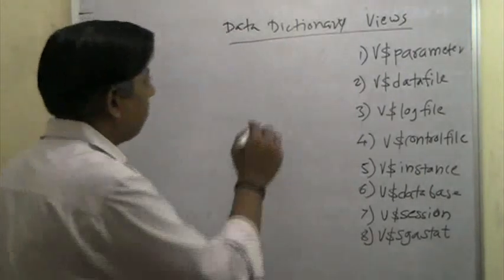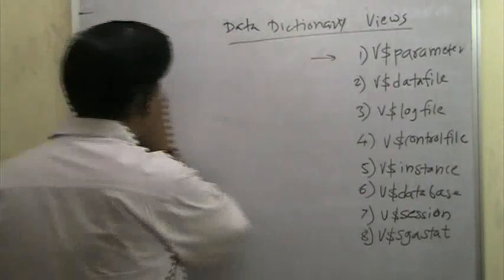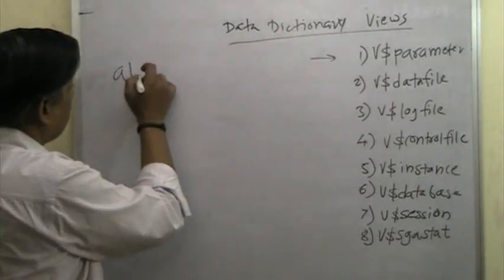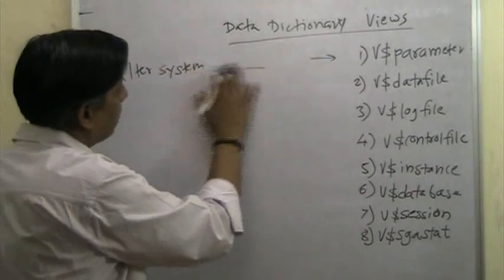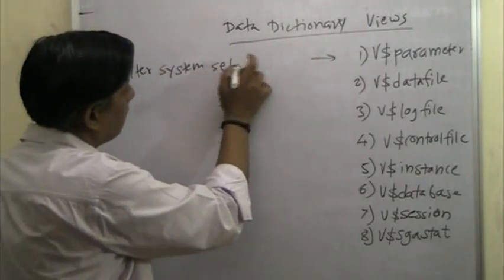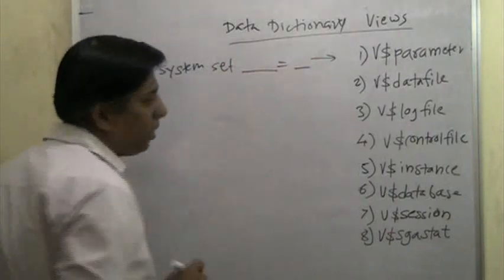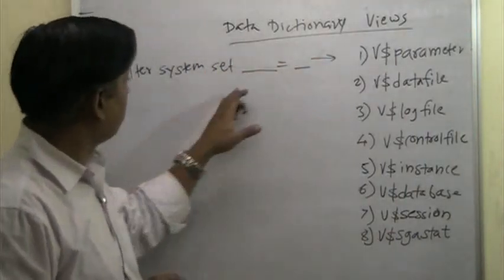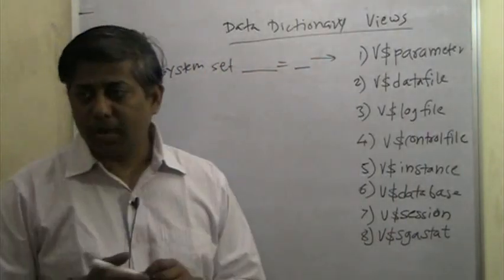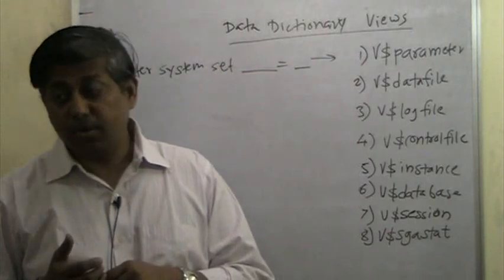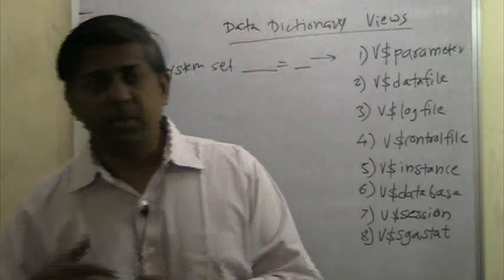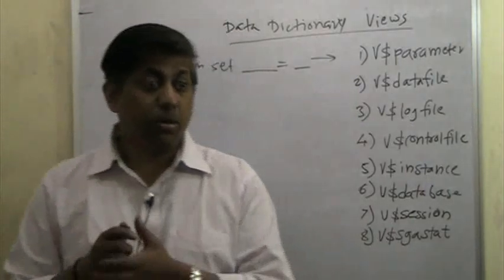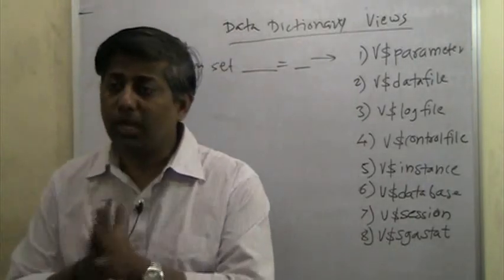Now here I want to bring one thing to your attention. As I mentioned earlier, we can use the ALTER SYSTEM command to modify and set an initialization parameter equal to some value. This is the command to change the value of an initialization parameter dynamically. But you have to understand one thing: not all initialization parameters can be changed dynamically.